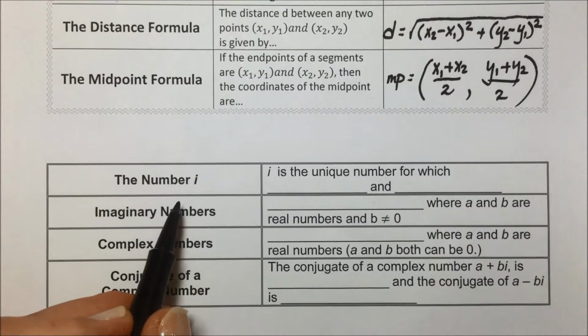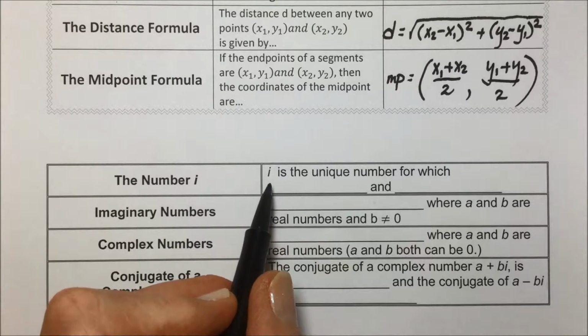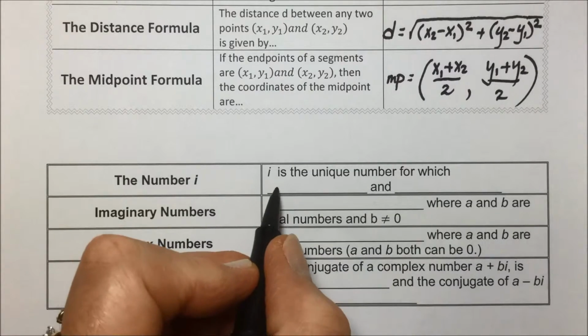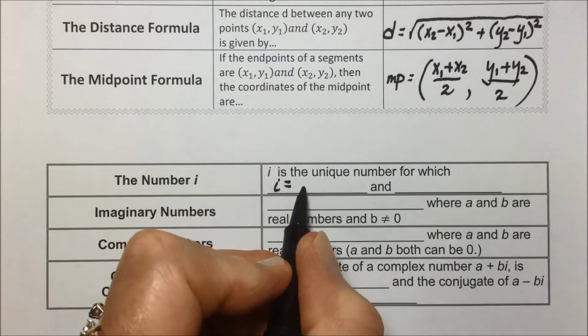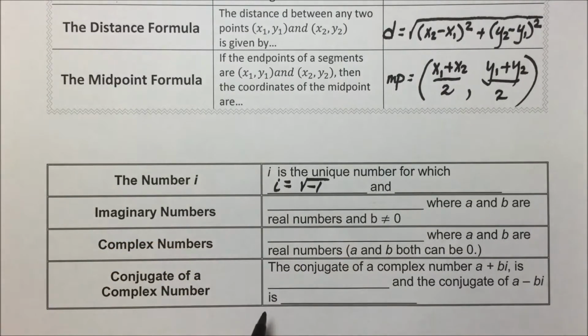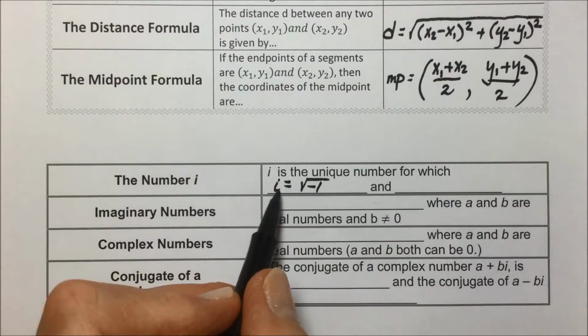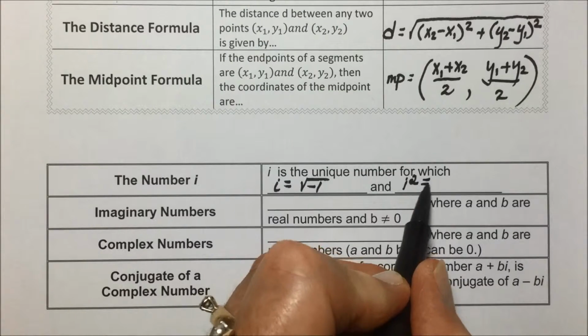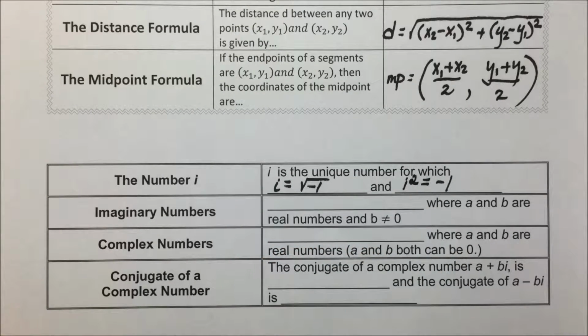So here we have the number i. It's telling us that i is the unique number that is equal to the square root of -1. And if we square both sides, i squared is equal to -1.